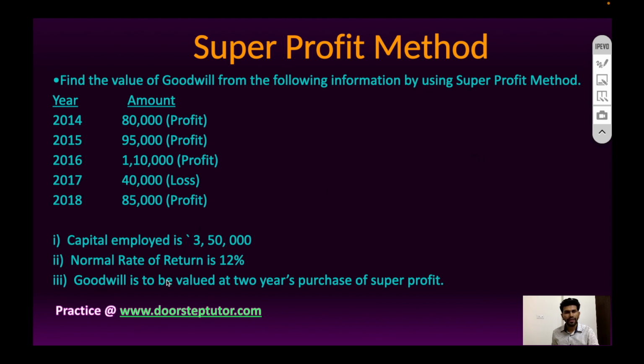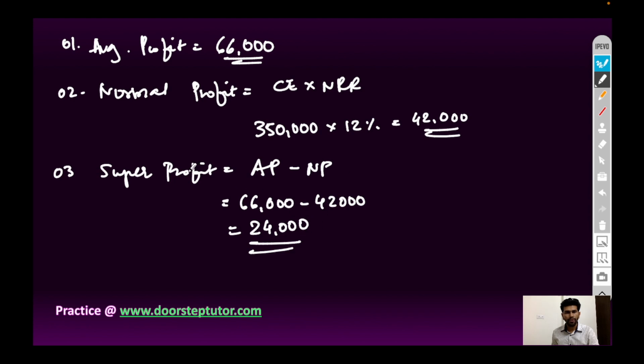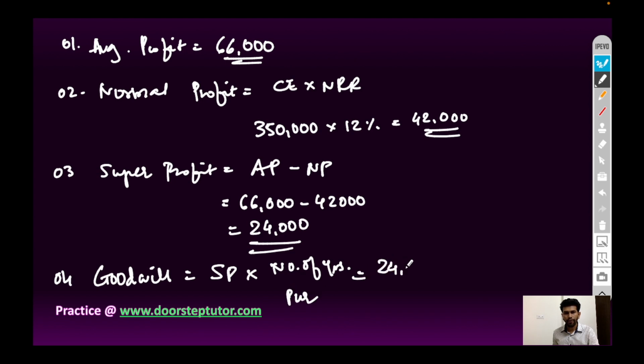Now goodwill is to be valued at 2 years purchase. So we have to multiply super profit with number of years purchased. So last point, goodwill equals super profit multiplied by number of years purchased, that is 24,000 super profit multiplied by 2 years purchased. So the amount will be 48,000 rupees. The amount of goodwill under super profit method is 48,000 rupees.